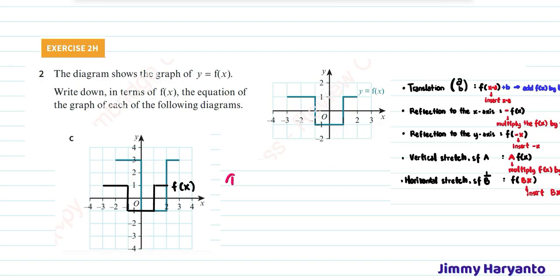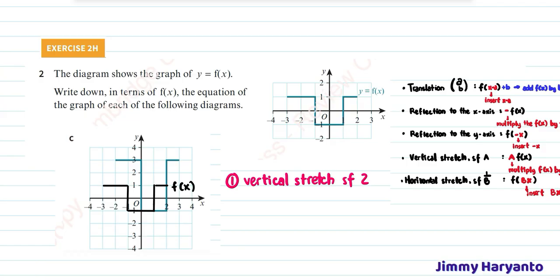Okay, so first I think we have to stretch it vertically because the height is not the same. This one is 2 and this one is 4. That means vertical stretch scale factor 2, yeah, because it's 2 times longer. So when you have f(x) before and you stretch it vertically, scale factor 2, you have 2f(x) like this. Yeah, this is the first.